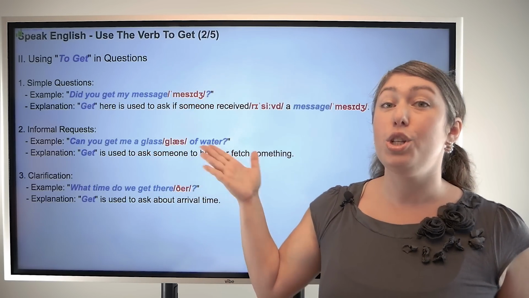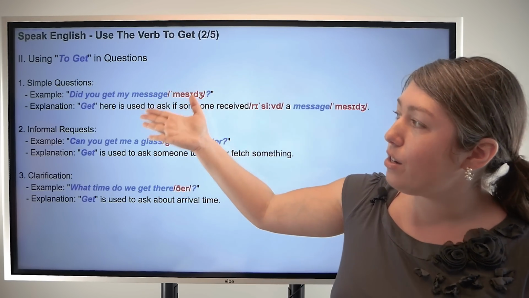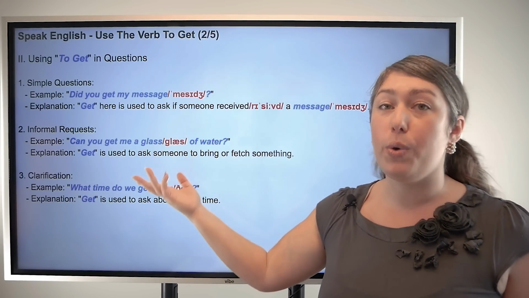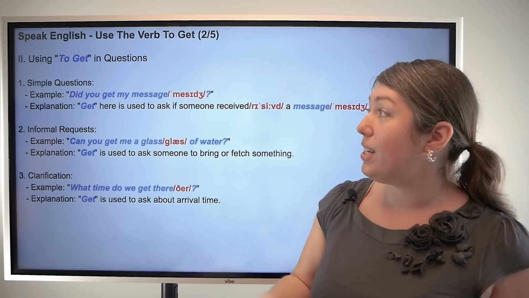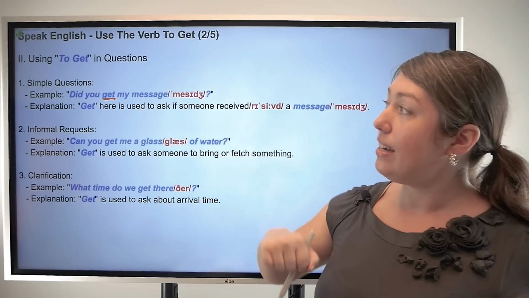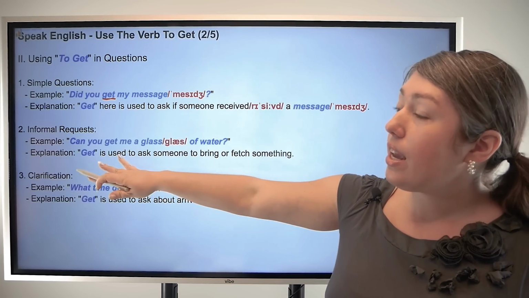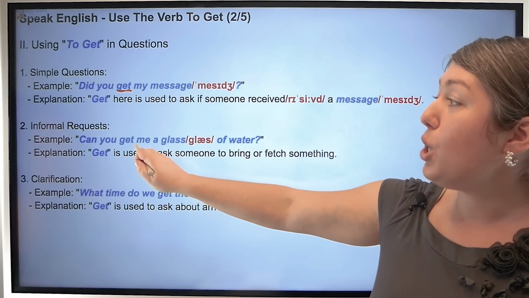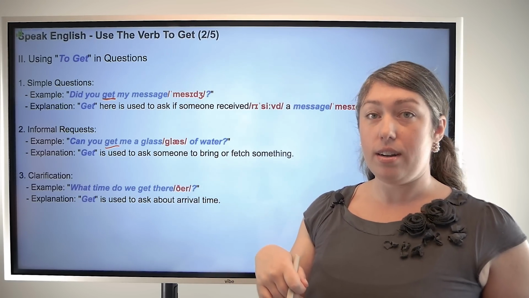We can also use to get in questions, and there's a few categories that I'll show you. First of all, we have simple questions. Did you get my message? Here, get is used to ask if someone received the message. We can also use this for informal requests. For example, can you get me a glass of water?